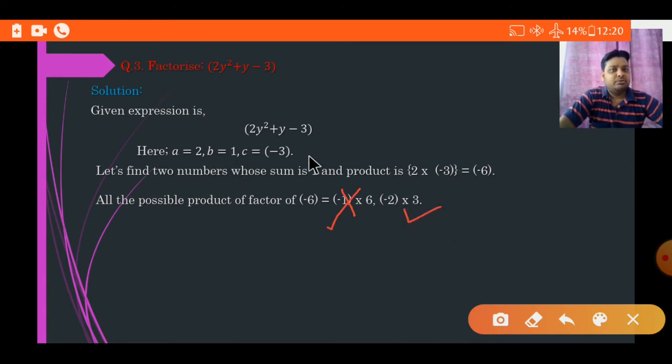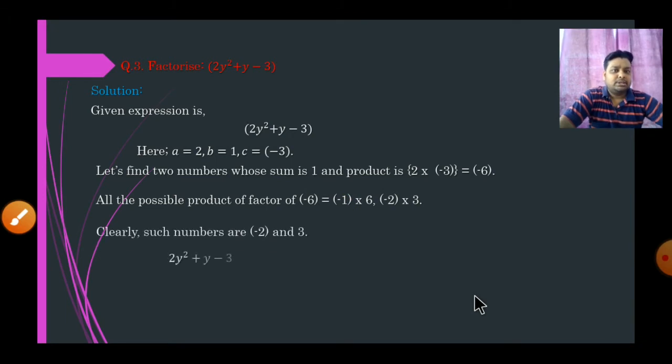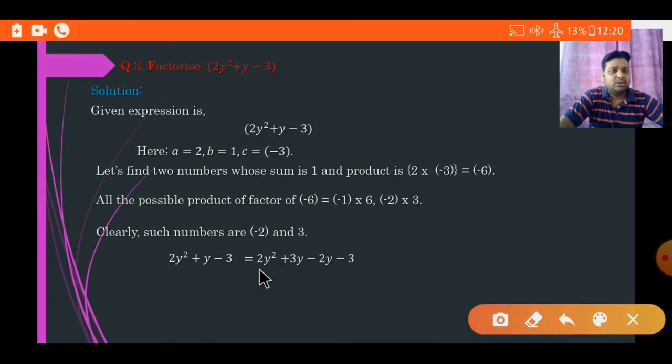Yes. So we can write plus y as plus 3y minus 2y, or we can also write in reverse order, minus 2y plus 3y. So let's see, now 2y square plus 3y minus 2y minus 3. Here, in the first pair and second pair, no constant term is common, so we will take y as a common variable. In the second pair also, no constant and no variable is common, so we will take 1 as common.